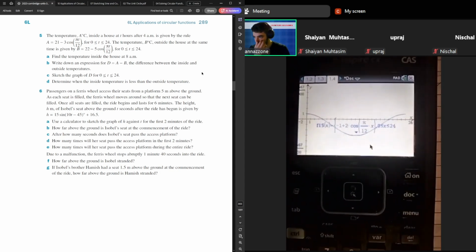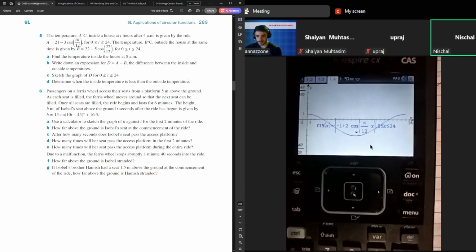Okay, so that's the information that you would have had from C, and you have to use that, or otherwise, to figure out when is the inside temperature less than the outside temperature. So when it's cos pi by 12, if they're both pi by 12, then you don't worry about it.